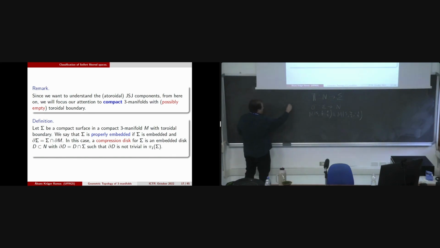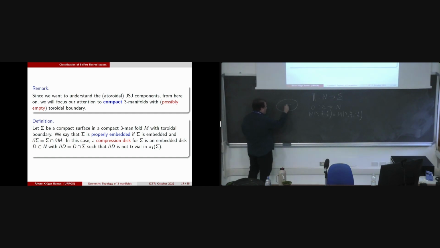For instance, let's think of this torus in S3. R3 and S3 are basically the same. You just add a point to R3 and then it becomes the sphere, right? So here you have a torus. It's properly embedded because it has no boundary and it's embedded.